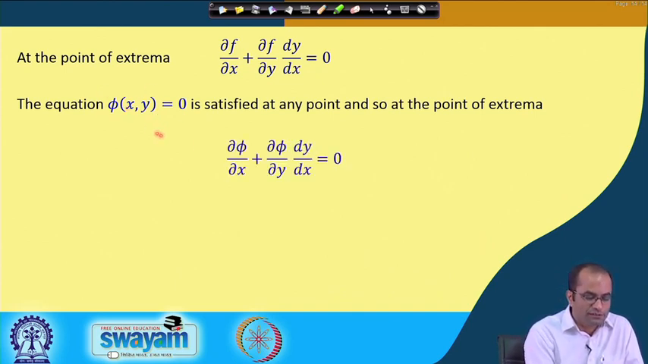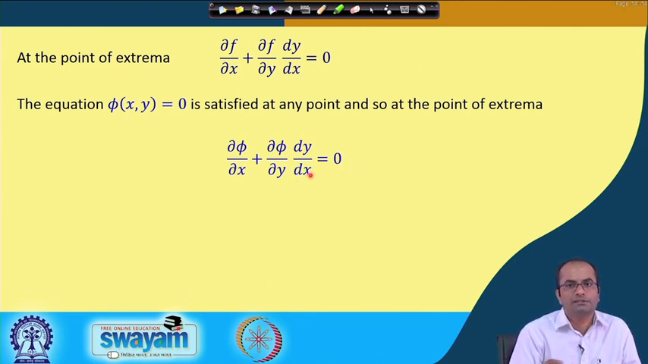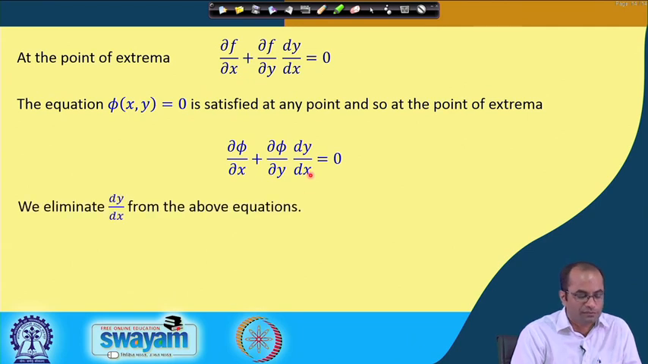Out of this equation, if we differentiate with respect to x, we will get the partial derivative with respect to x, again by the chain rule, plus del phi over del y, and then dy over dx is equal to 0. So, we got another equation which is satisfied at the point of extrema.